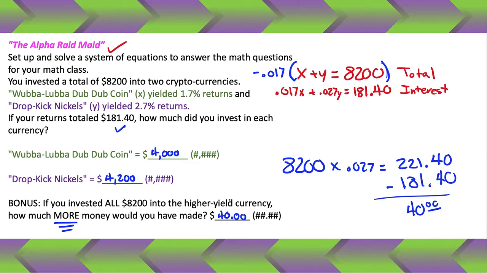So interesting thought, everybody. Notice that the more money you would have made is $40, and the money you invested in Wubba Lubba Dub Dub was $4,000. Huh, interesting. I'll let you think about that on your own time. All right, that's all I got for the Alpha Raid Maid.